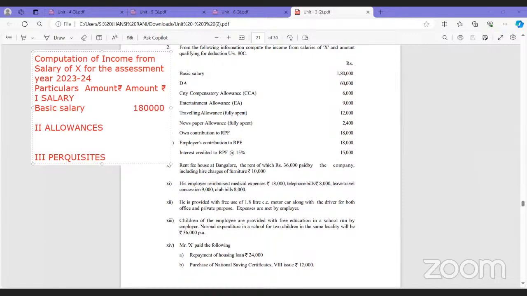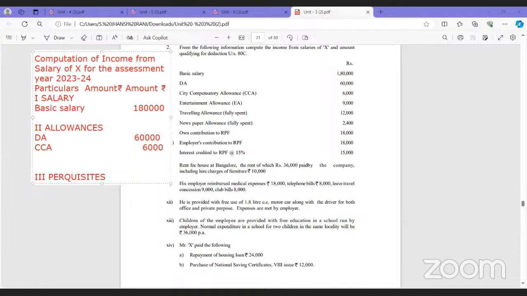Next, DA. DA full form is dearness allowance. It comes under allowances. So I write DA, and the amount is 60,000. Next, city compensatory allowance. It is very clear that it comes under allowances. So I'll write it in short form, CCA. It's a fully taxable allowance, and the amount is 6,000.